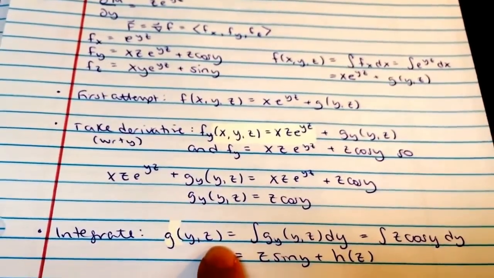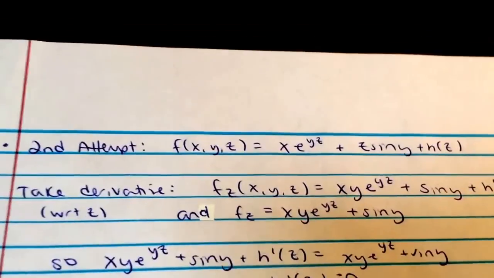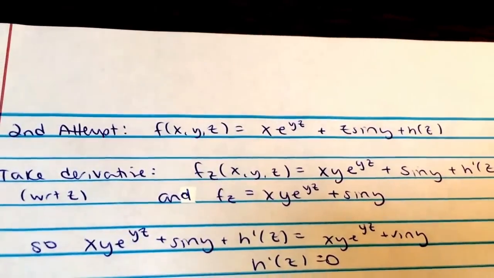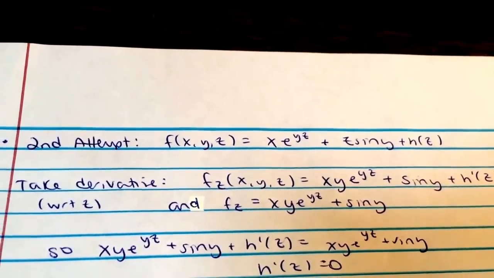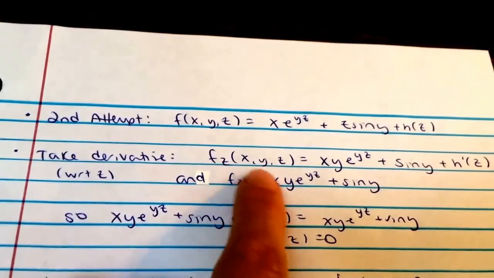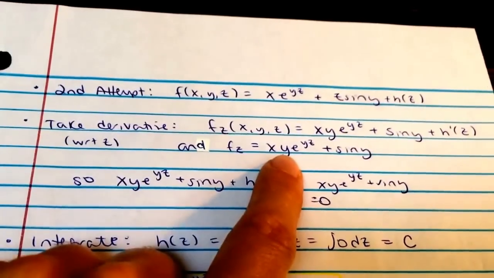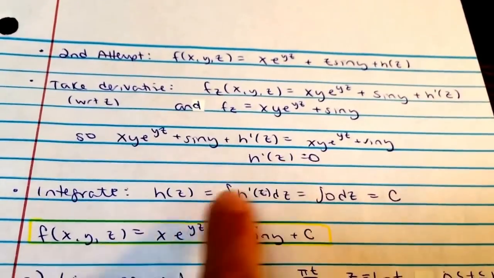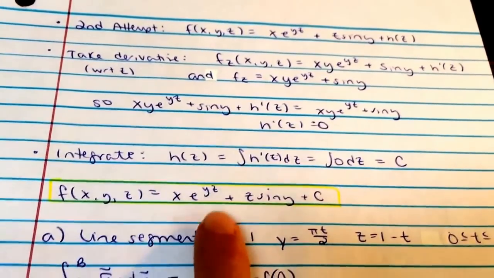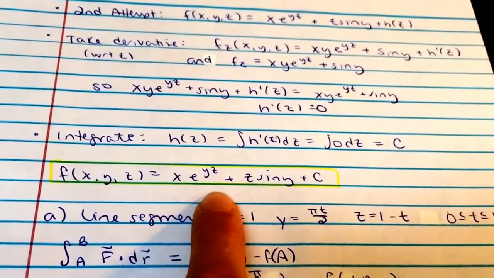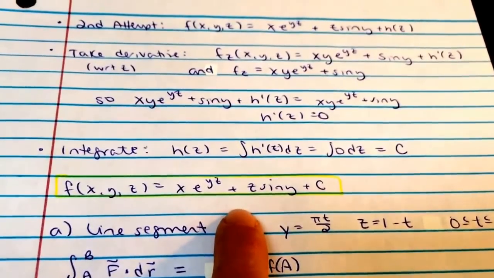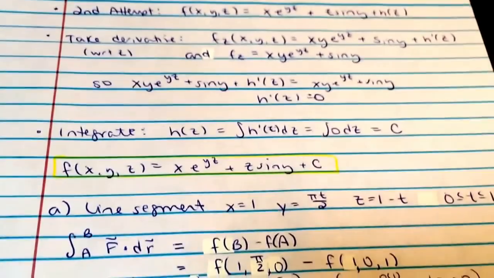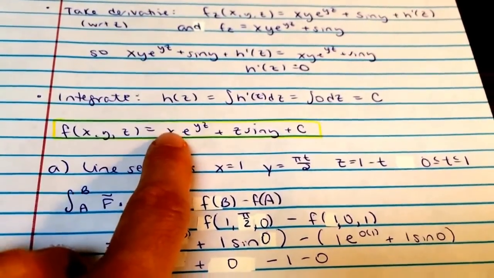Integrate to find the g. Don't forget your unknown function of z. Here's my second attempt. Now I'm going to take the derivative with respect to z and set it equal to the one from my mini equations. Solve for the h prime. Integrate to find the h. This is not my final answer, but this is my potential function. This is my f.